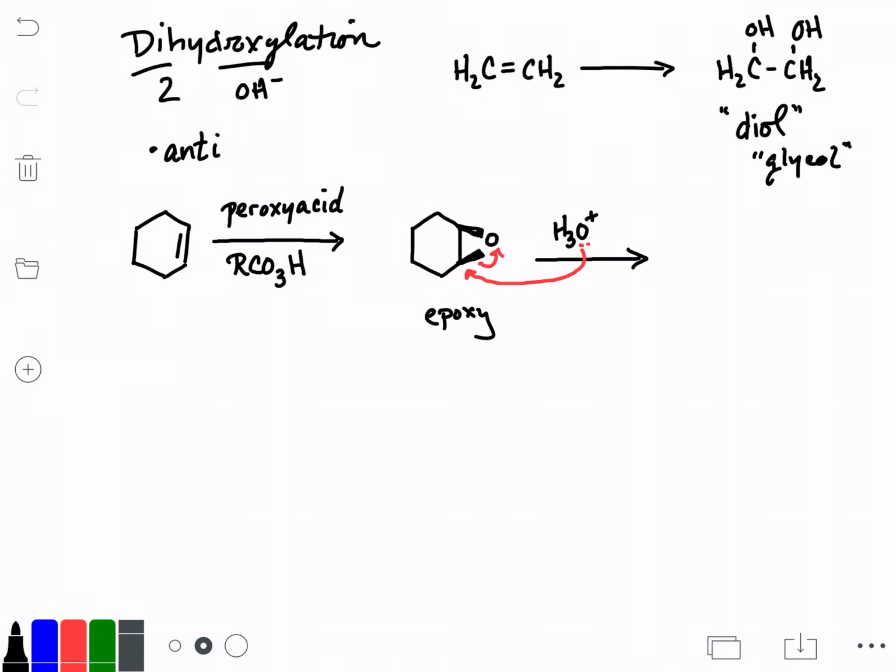And so what I'll end up with is the anti-addition, where my one OH, that's the original oxygen that I've been following all along, the one that came from the peroxy acid, is on one side of the ring, and the other OH is on the other side of the ring. And if I color code these, this would be the red oxygen that I got here, and this one would be my blue oxygen that came from the peroxy acid.